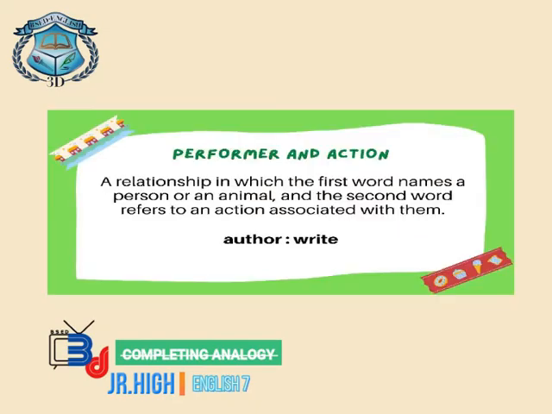The second to the last, or the 9th type of relationship, is called performer and action. A relationship in which the first word names a person or an animal and the second word refers to an action associated with them. For example, author is to write. An author is the performer and the action is write or writing.